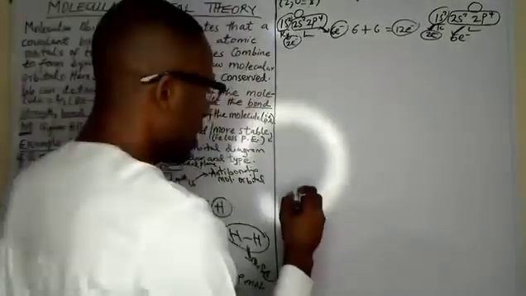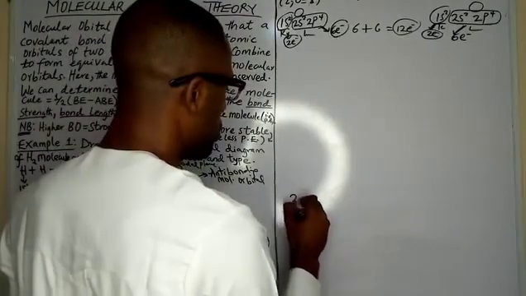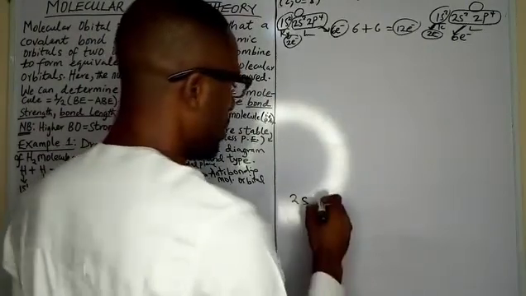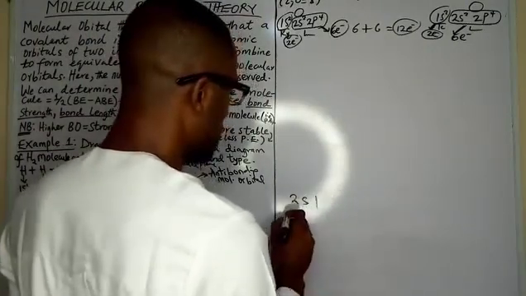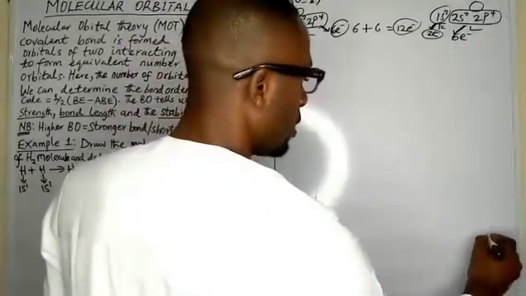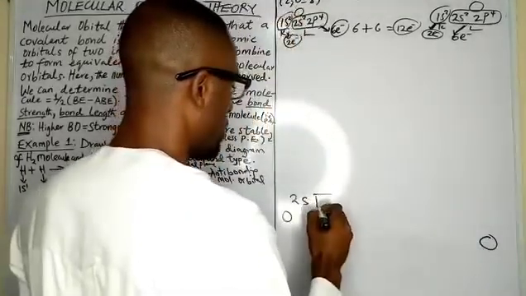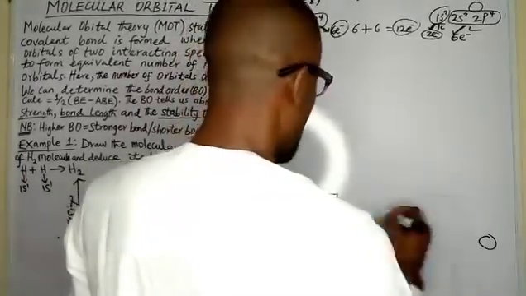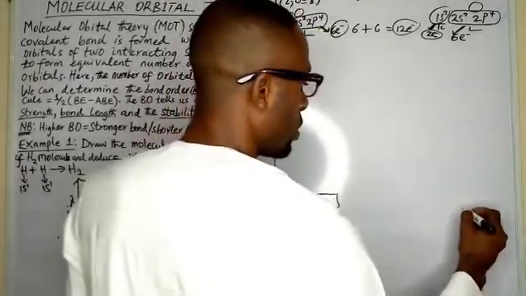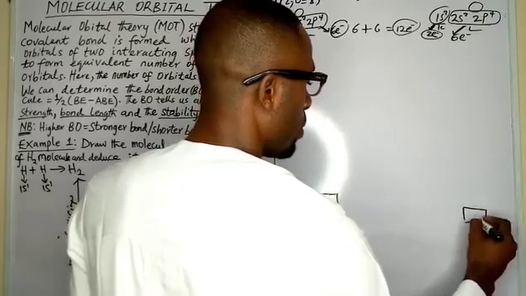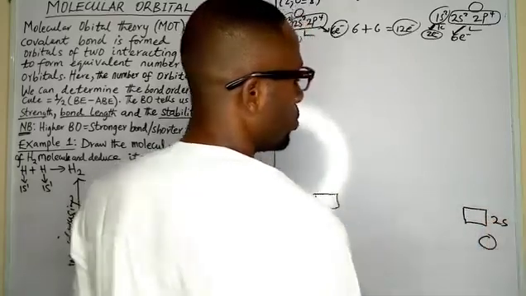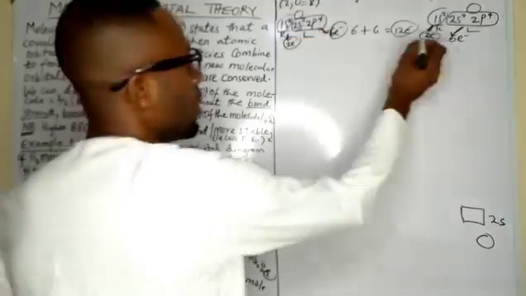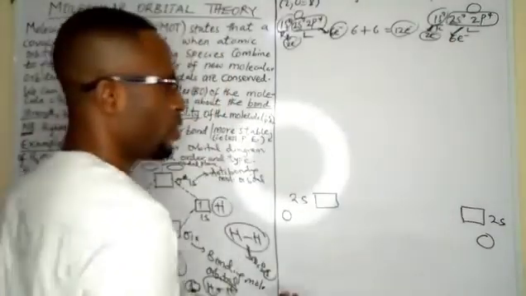Having said this, let's start with the 2s orbital. Remember, we are dealing with oxygen here, since we are talking about 2 atoms of oxygen. Any s orbital has 1 box. So here, you have 1 box that represents the 2s orbital. This 2s is where we are now.